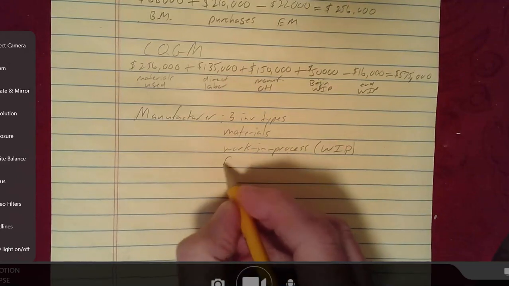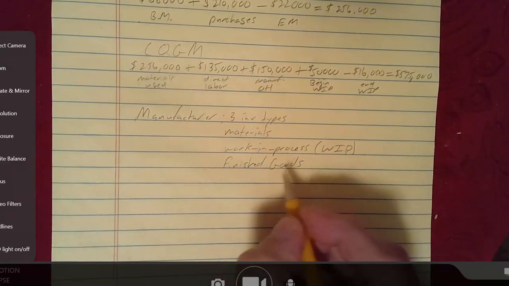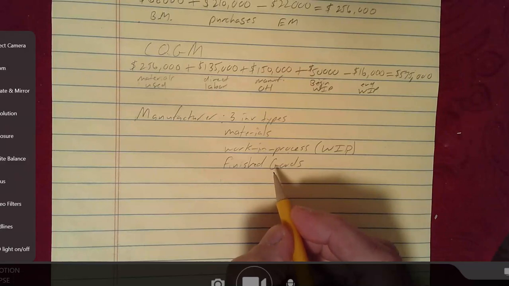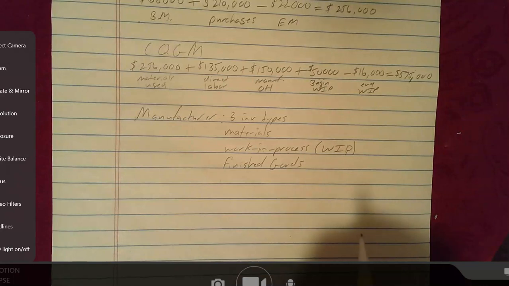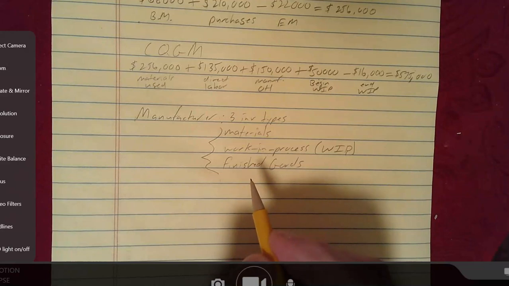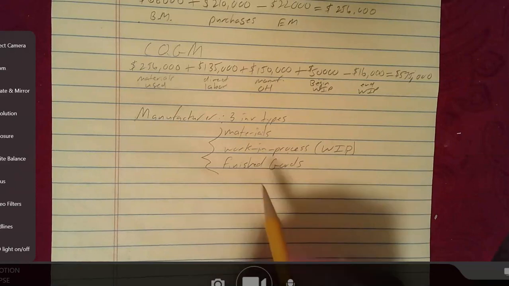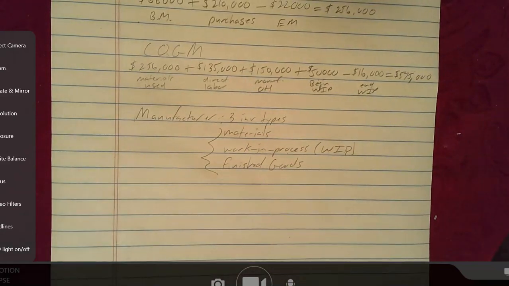And then finally, we have finished goods. And before we can really sell a product and allow it to become part of cost of goods sold, I think it makes sense that it has to be finished. Okay, so when we look at a balance sheet for a manufacturer, we're going to have three different amounts for our inventory.